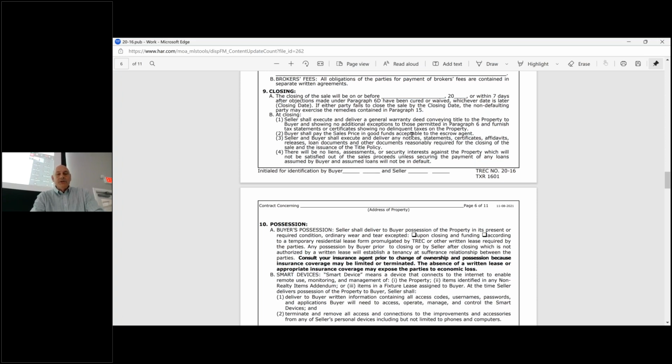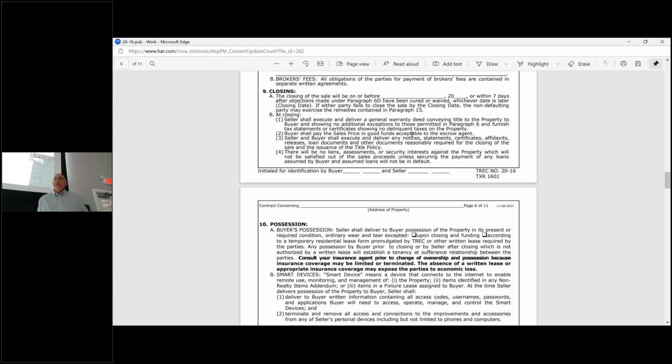If either party fails to close the sale by the closing date, the non-defaulting party may exercise the remedies contained in paragraph 15. Remember I said, if the buyer or seller fail to meet the closing date, they are in default. That's what this says. They are in default. But the courts have consistently ruled that because it's not time is of the essence, we all need to be adults about this. We need to be reasonable about this. But by the way, it references paragraph 15.